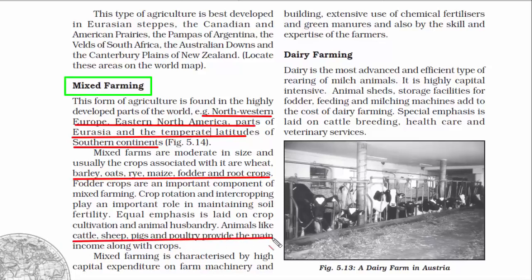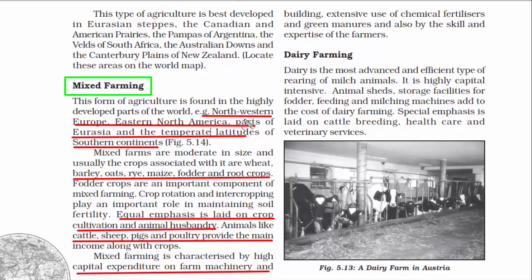Animals like cattle, sheep, pigs, and poultry provide the main income along with crops. Now that you know, it has maintenance for both crops as well as animals. Hence, it will have high capital expenditure on machineries, buildings, fertilizers, and skilled farmers and laborers.